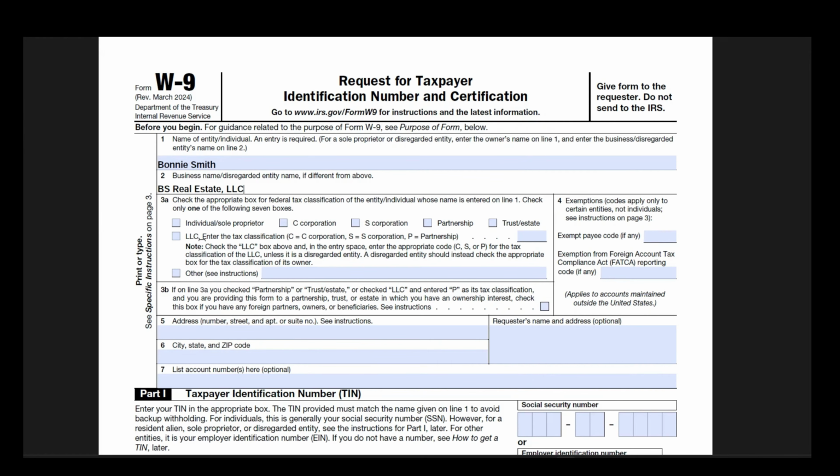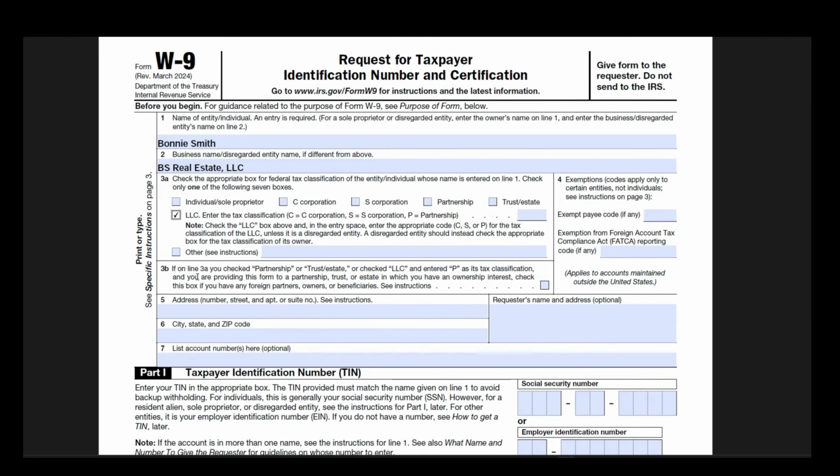estate. Now, if you established an LLC, and you are taxed as a corporation, taxed as an S Corp or a partnership, you're going to select the LLC box and you're going to put into this box here whether you are taxed as a C Corp, S Corp, or a partnership. Now, Bonnie Smith, she is a single member LLC, taxed as a single member LLC, so we're going to select LLC there.